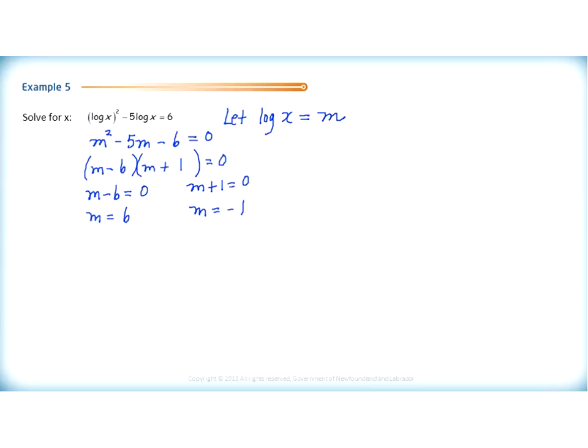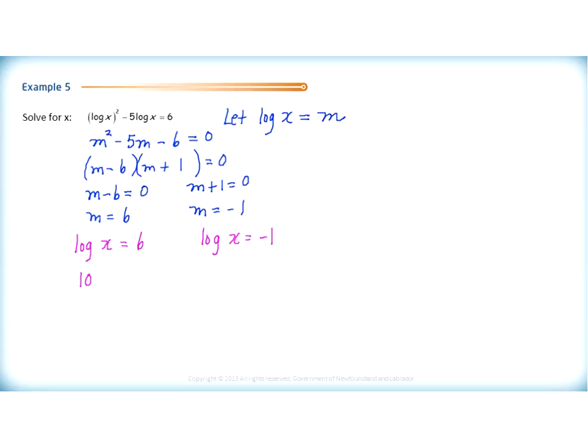Now those are values for m. However, we need to solve for x. So we need to replace m with the log of x. So we have the log of x is equal to 6, and we also have the log of x is equal to a negative 1. In order to solve for x, we need to convert it to exponential form. Notice here that there is no base given for your logarithm. So we know that the base here must be 10.